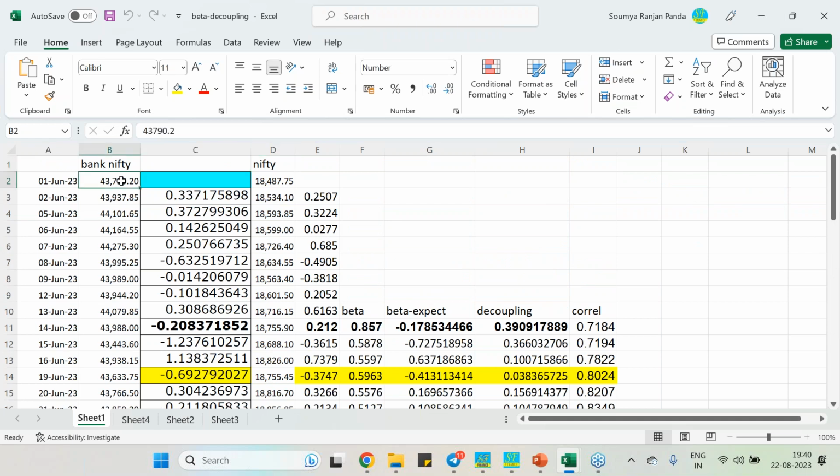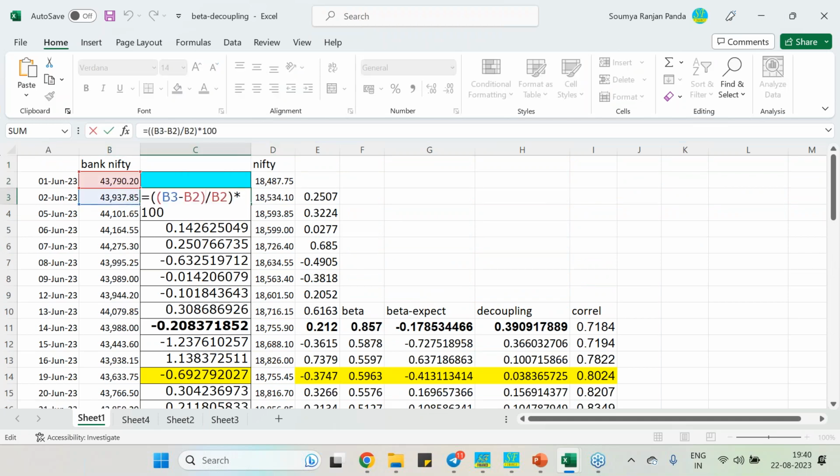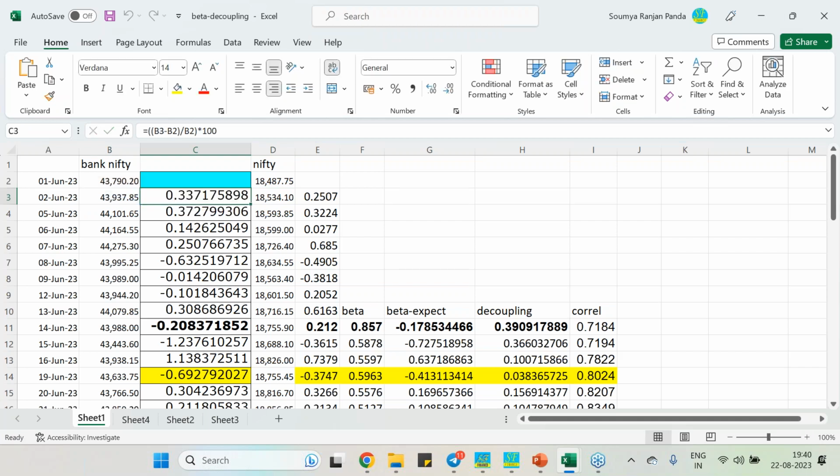Then we'll be taking their prices. We take the everyday closing prices, and the percentage change, negative or positive. So this has moved 0.33% positive, and Nifty on the same day has moved 0.25% positive. In this way, we take the percentage change every day. Post that, we have to calculate the beta.